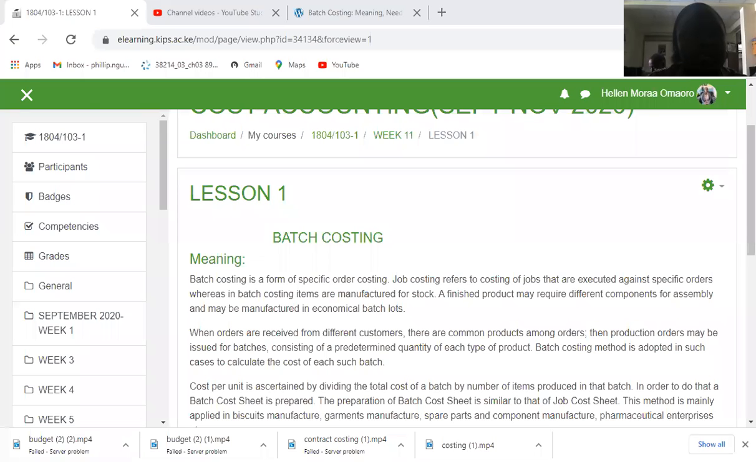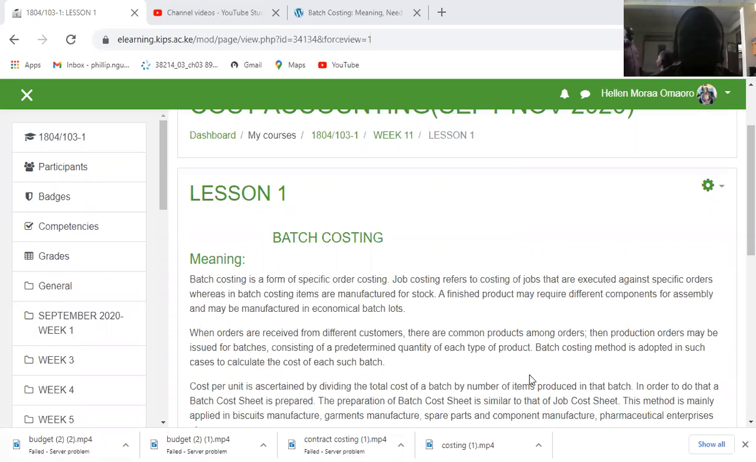Today I would like us to look at batch costing. The term batch means a group of identical items. So, batch costing is a form of specific order costing.